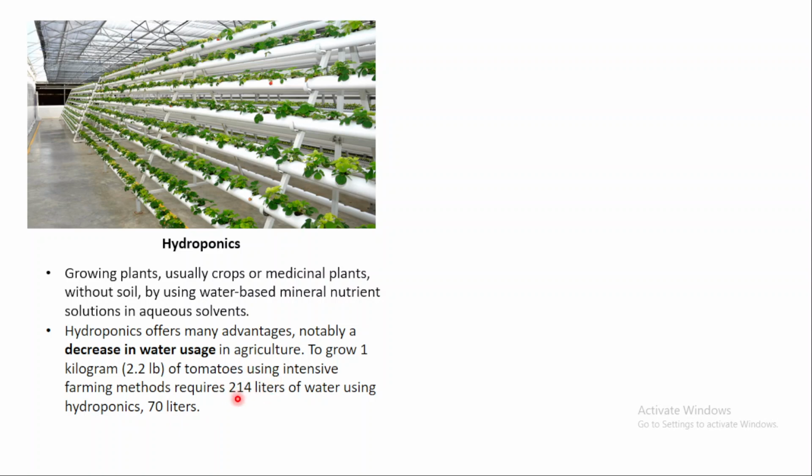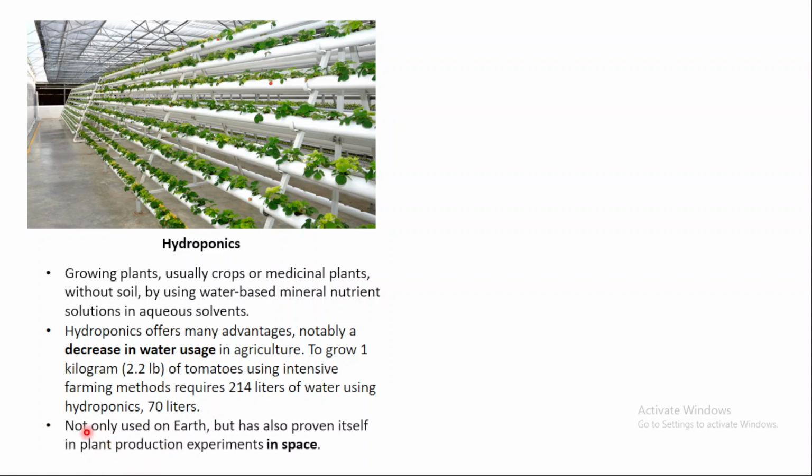So this is the soil water usage. If we grow 1 kilo of tomatoes, we need 214 liters of water. But in hydroponics, it's drastically reduced, almost one third of the volume. So 70 liters of water can now be used to grow 1 kilogram. So hydroponics offers the biggest advantage of decrease in water usage. That's why it's very sustainable and energy friendly and environment friendly.